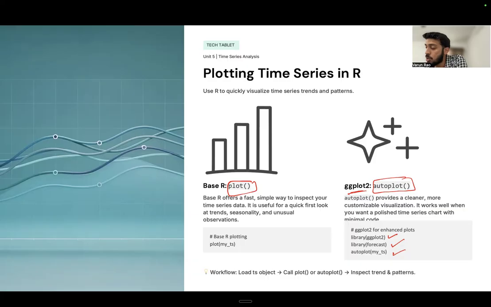Now, what is my_ts? If anyone can write about it in the chat section, I would be very happy. However, my_ts happens to be the name of the data for which I'm trying to autoplot the graph. So what is the workflow? You would have local time series objects. You would use plot or autoplot. Then you would inspect the trends, patterns, seasonality, etc.